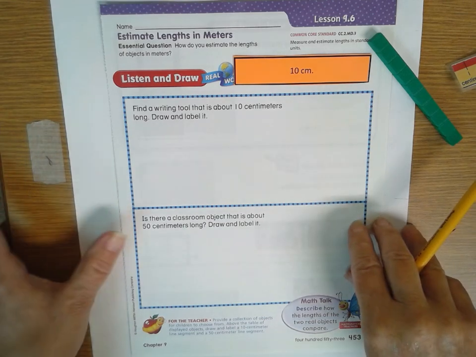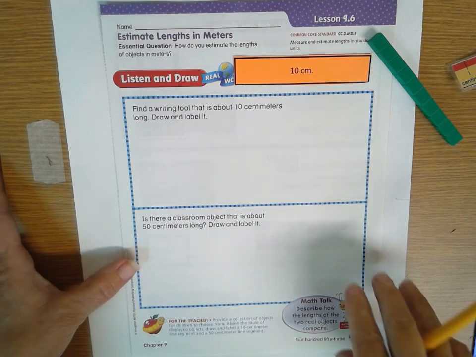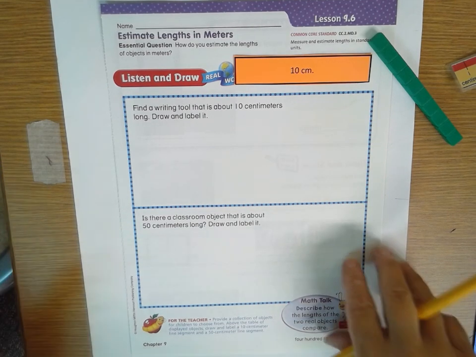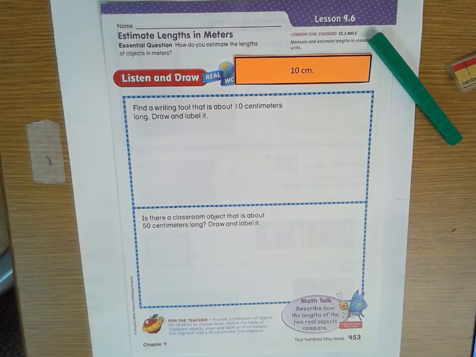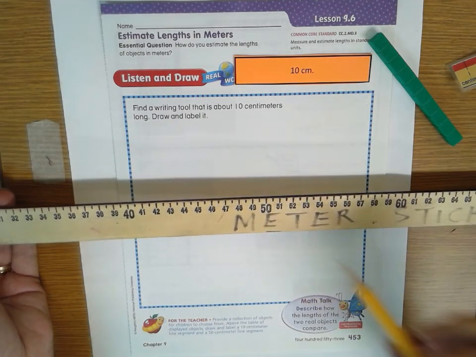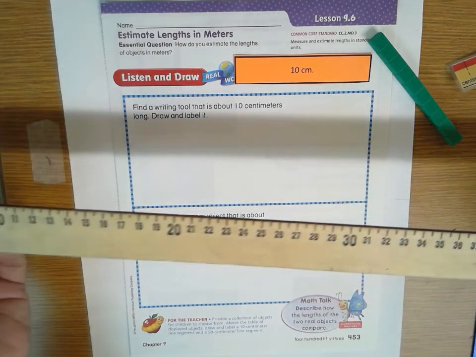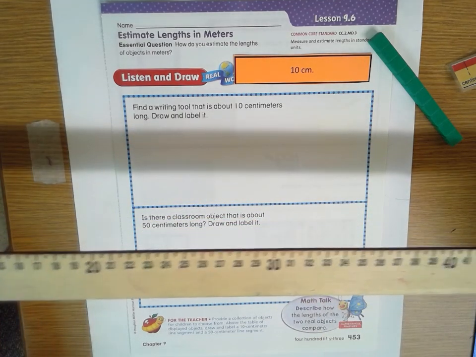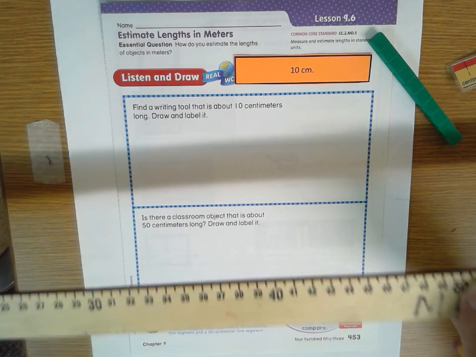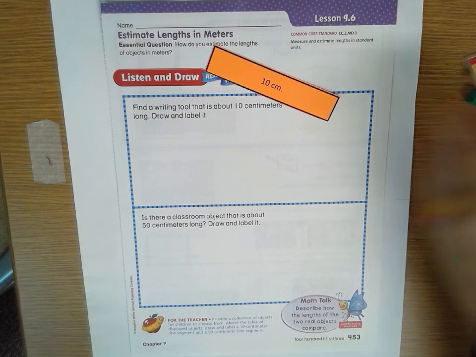And then, is there a classroom object that is about 50 centimeters long? Draw and label it. You can use your meter stick to do that. Here's your 50 on the meter stick, so you are looking for something that is about that long. Okay, so that's a little bit longer than your writing tool. Illustrate that and label it, please.